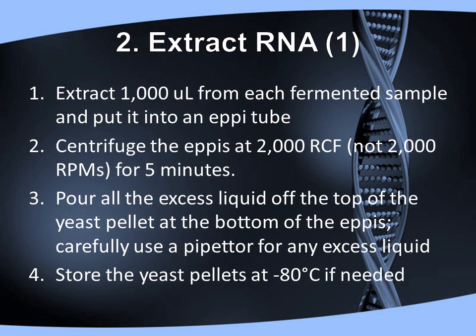To extract RNA, we had to extract 1,000 microliters from each fermented sample and put it into an epi tube. After we centrifuged the epis at 2000 RCF, which is equivalent to 2000 Gs, which is not 2000 rotations per minute, for 5 minutes, we poured all the excess liquid off the top of the yeast pellet at the bottom of the epis, carefully using a pipetter to remove any excess liquid. Store those yeast pellets at negative 80 degrees Celsius if necessary.